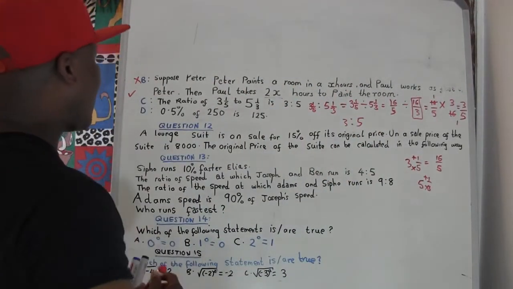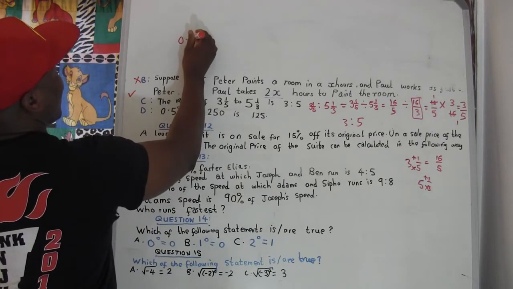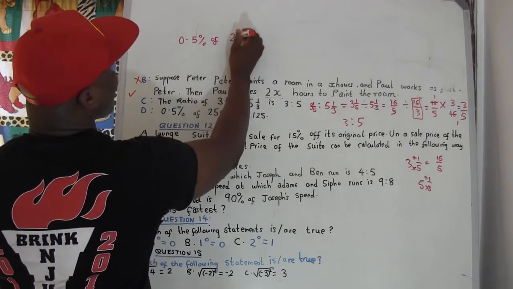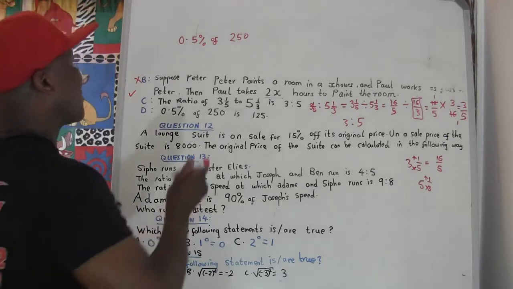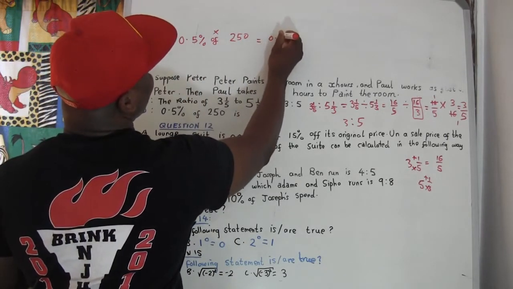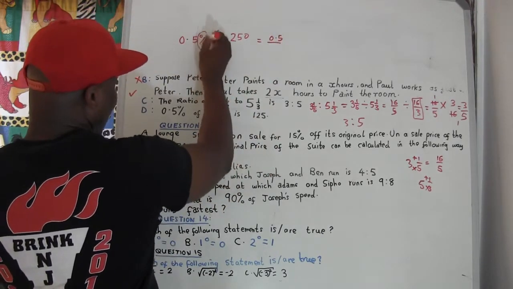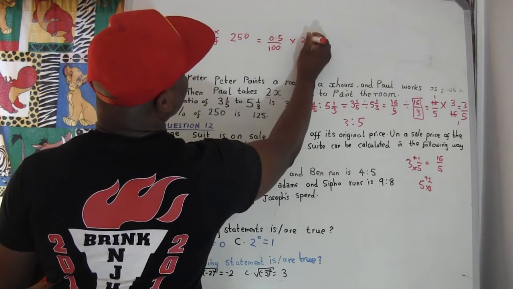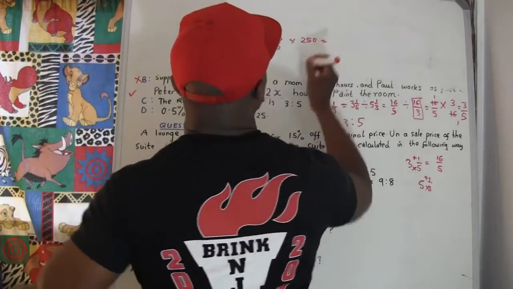Okay. The next one, they say 15% of 250. What does "of" mean? Of means multiplication. Whenever they say 1/3 of, it means multiplication. So in other words, it's the same as saying 15%. But when you say percent, you mean over 100. So I'm going to write over 100, and then you multiply by 250. You know what I'm saying? So another way of doing this, look, let me see.